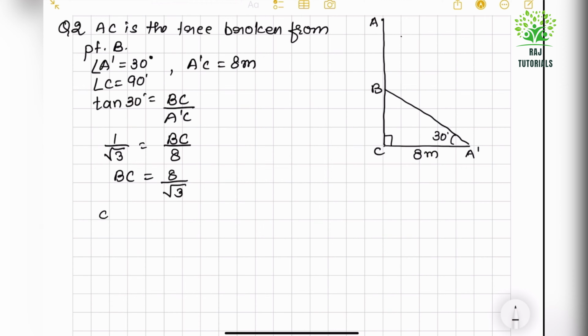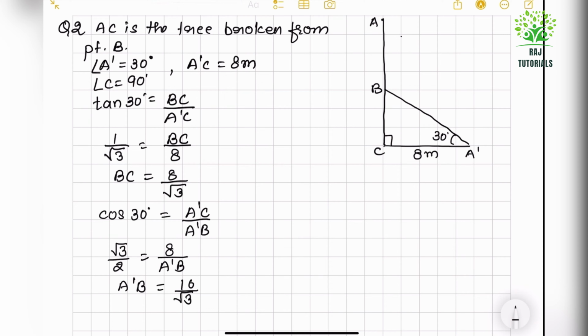So can I say cos 30 will be equal to base. Base is A dash C upon hypotenuse, so A dash B. So cos 30 will be equal to root 3 by 2 equal to A dash C, so that is 8 meter upon A dash B. So A dash B equal to 16 by root 3.